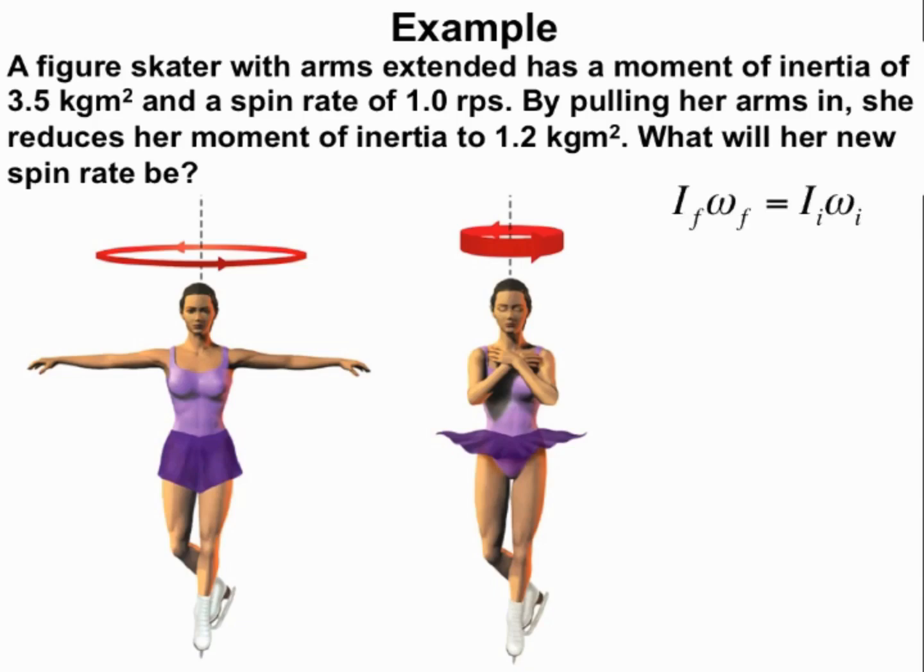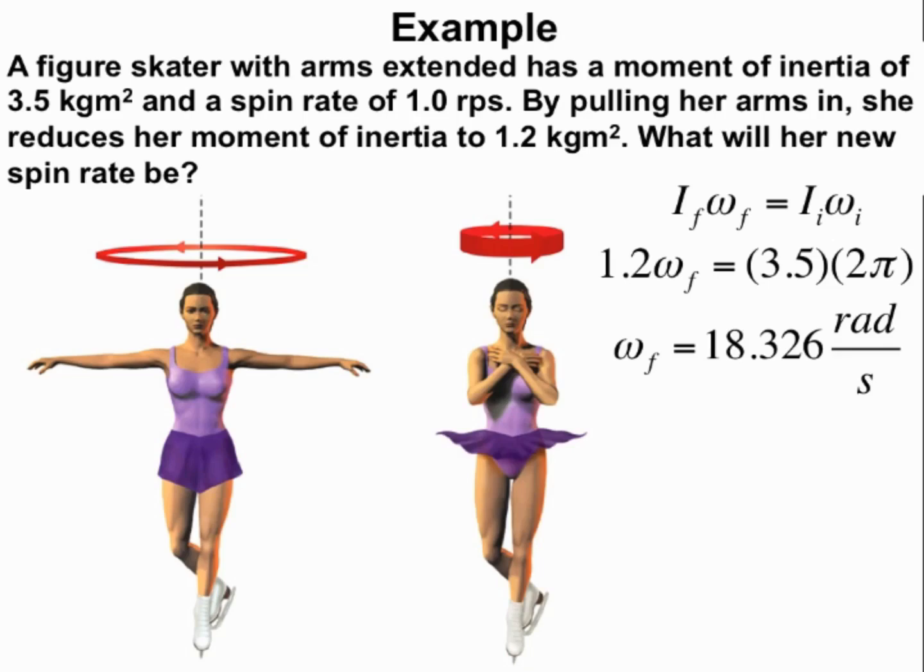Okay, so basic equation, IF omega F equals II omega I. We know that the final angular momentum equals the initial angular momentum. And now we can do quite a bit of plugging in. And so we put in our IF, which is 1.2. We put in our II, which is 3.5. And we also put in our omega I, which is 2 pi. Now, why is it 2 pi? Well, you know that it's 1 revolution per second, and each revolution has 2 pi radians, and therefore omega I is 2 pi radians per second. That's why the 2 pi is put in for omega I.